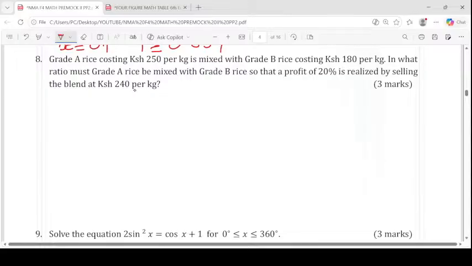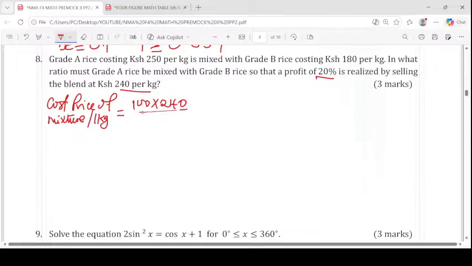That means when we sell it at 240 shillings per kg, a profit of 20% is realized. So what is the cost price first of all? Let me get the cost price of the mixture per kg. This will give you 120. If 240 is equal to 120%, what about 100? So this will be 100 times 240, divide this by 120. This will become exactly 200 shillings as the cost price.